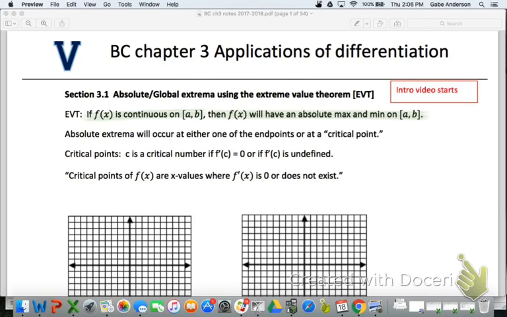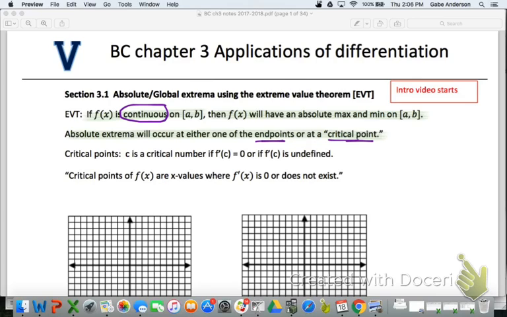And this is actually a pretty important condition for the existence. The condition is continuity. If we can't prove that a function is continuous, or we know that it's not continuous, then we cannot guarantee the existence of absolute maxes and or mins. So if a function is continuous on a particular closed interval, then it will have an absolute max and min, and that absolute max and min will occur at either one of the endpoints of the interval or a critical point, sometimes called a critical number.